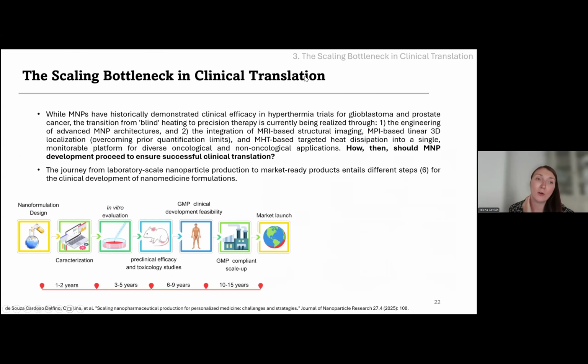Okay, so let's continue with the scaling bottleneck in clinical translation. So we have seen that magnetic hyperthermia had benefits in the clinical trials, and we have seen that MPI can be coupled and have a single monitorable platform for diverse oncological and non-oncological applications.